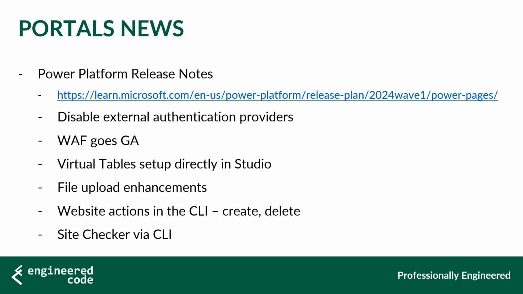If you're not familiar with how the release plans work, Microsoft does 2 of these waves. They have release wave 1, which is April to September, and then release wave 2, which is October until March. Usually a few months in advance, often for the one that goes out in April, the release notes come out in January, usually near the end of January.